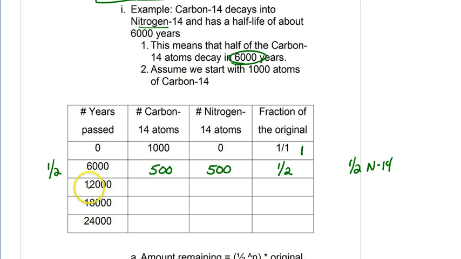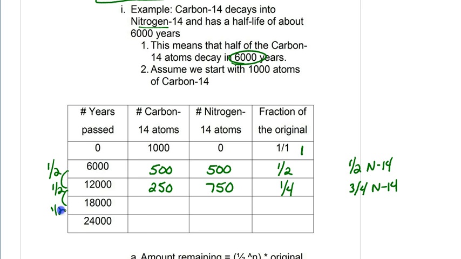Another half-life goes by. Now it's 12,000 years later. We're now going to have half of our carbon-14 again, so that would be 250. And now we're going to have 750 of the nitrogen-14. Remember, both of these will constantly total up 1,000 atoms, so we're accounting for all of it. Now we have only 1/4 of the original amount because we now have 3/4 nitrogen-14.